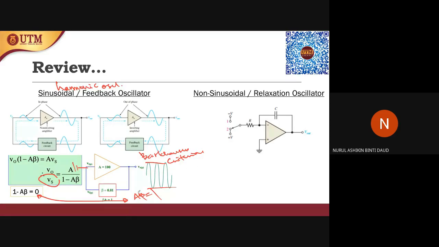And we have looked before at what will happen if A beta is less than 1 and A beta is more than 1. I think you can refer back to our previous notes. And then we also have the non-sinusoidal or relaxation oscillator, also known as the multi-vibrator oscillator, which we're going to focus on today.